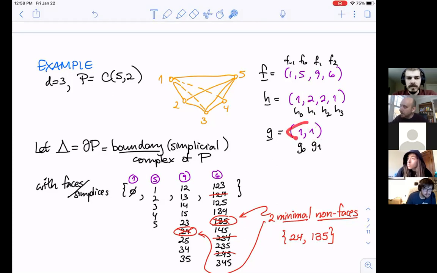Anybody good with why this is the g vector for this polytope? Okay. So what am I going to do? I'm going to give you a ring that interprets the f. It's also going to interpret the h. It's going to be a Stanley-Reisner ring.